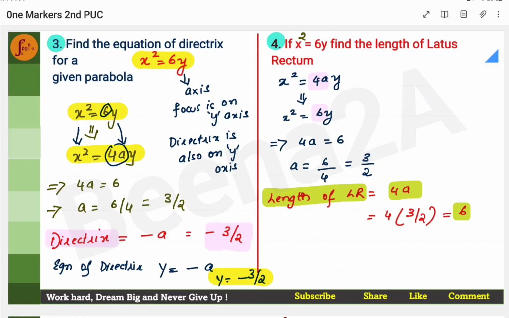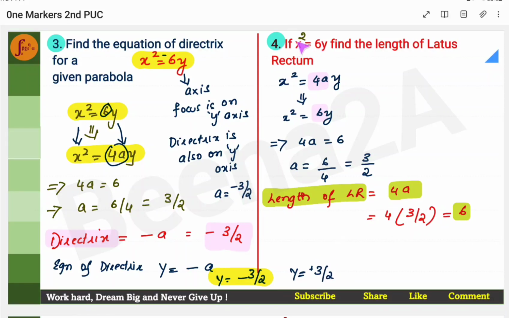This axis needs to be put for this parabola, right? This is an upward parabola, so you'll have to put y is equal to minus 3 by 2. Now, just in case, if you had minus here, then it will be a downward parabola, and this equation would be plus 3 by 2, right? Instead of minus, it would be plus 3 by 2, and a would be minus 3 by 2. The signs will change. Focus will become negative and directrix will become positive.